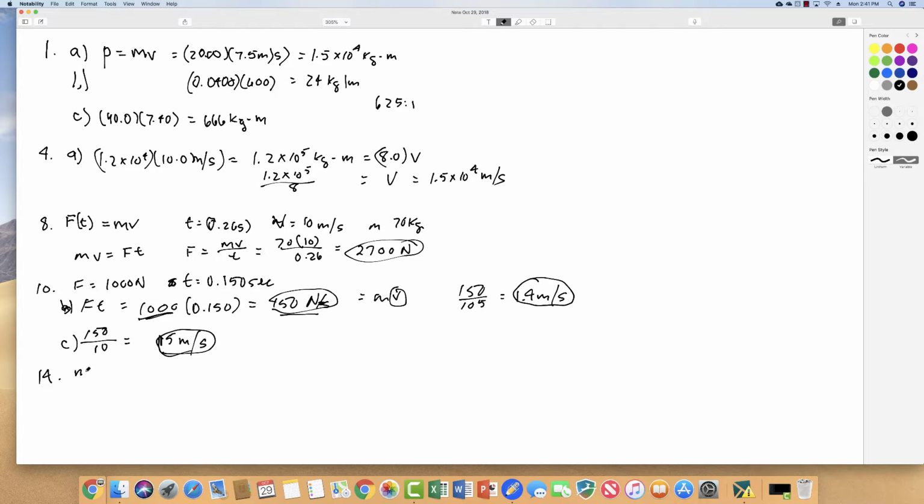So we have mv for the bullet is equal to mv for the stopper, or whatever they've called it. They called it a plunger, and the plunger is 1 kilogram. So the velocity of the plunger is going to equal the mass of the bullet, which is 0.02 times 600 divided by 1. And so that's going to equal 12 meters per second.